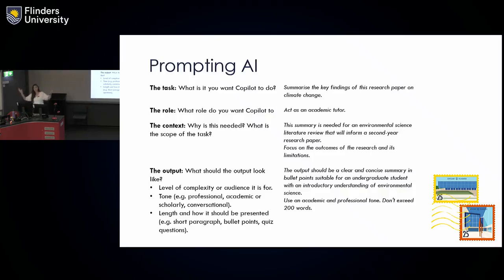You might have prompts that are much shorter than this that still do all of those things, so help me brainstorm an outline about climate change, act as an expert on climate change, and provide bullet points. That's still quite detailed, but it's shorter than this. So when you are prompting, try to think about those 4 important things: the task, the role, the context, and what the output will look like. That will help your prompting enormously.